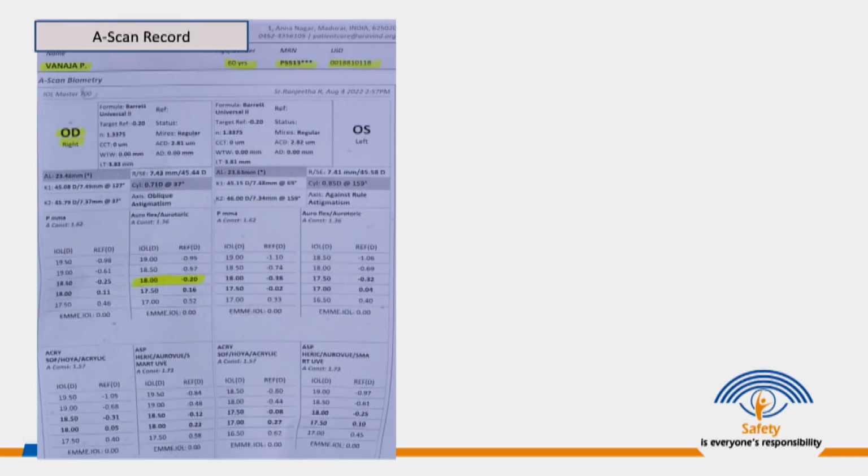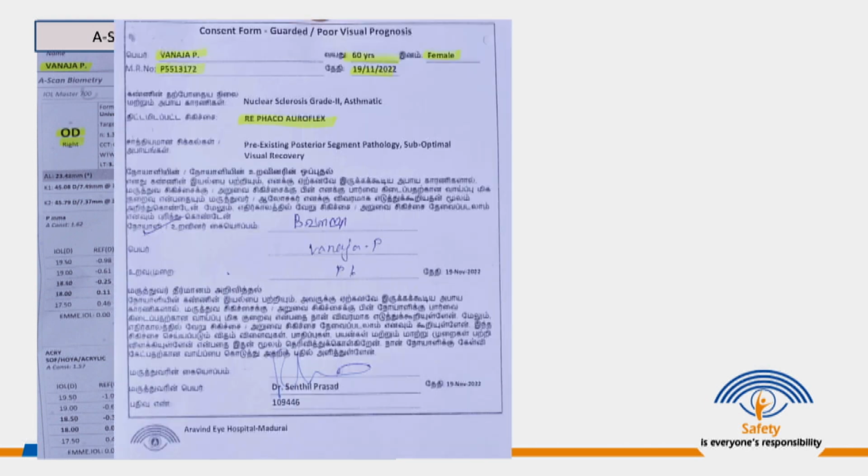Whatever I'm sharing here, one drawback is that we are sharing our system. So you have to understand how this will work in your system, and that's really important. In our system we have a scan record. This has to belong to the patient whom we are operating. Then again, the consent form will have details.